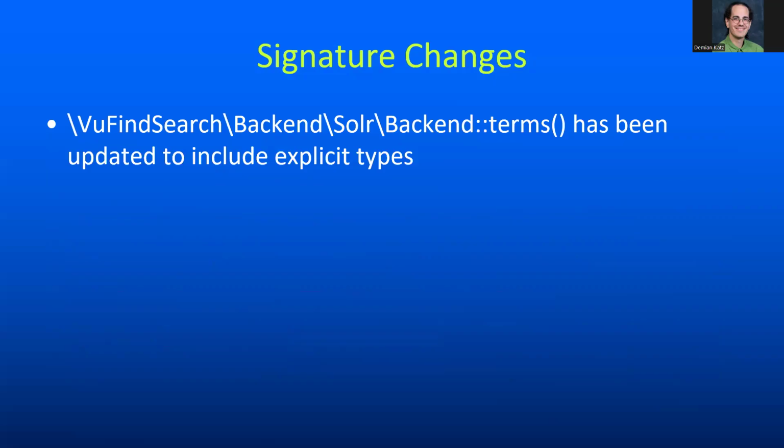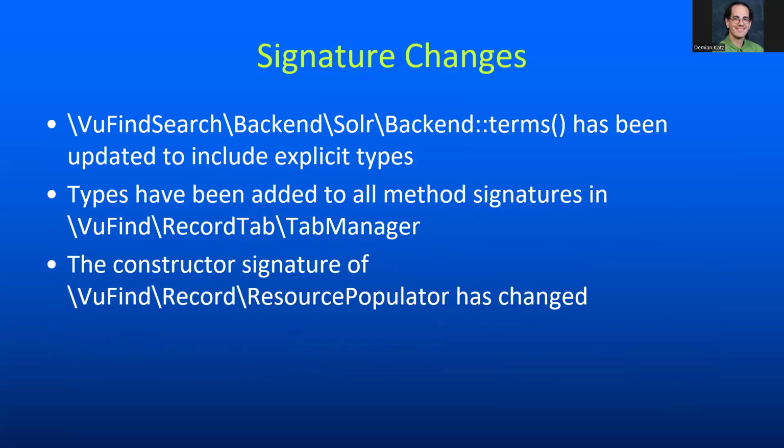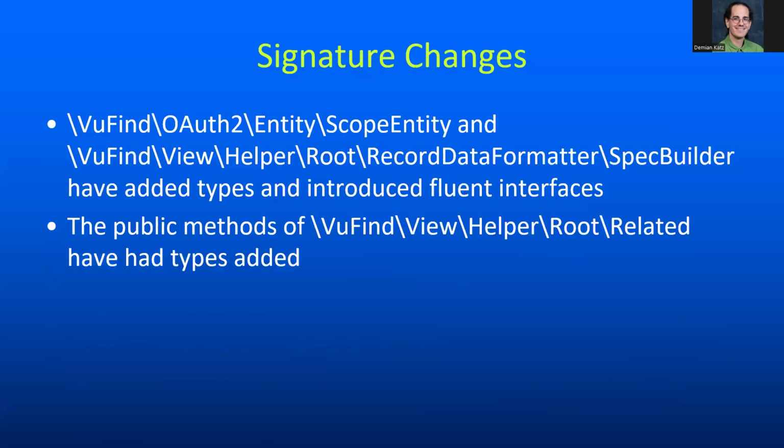The Solr backend terms method has been updated with explicit types. We've added types to all of the methods in the VuFind record tab manager. We've changed the constructor signature of VuFind record resource populator. The VuFind OAuth 2 entity scope entity and the record data formatter spec builder have added types and introduced fluent interfaces for cleaner code.